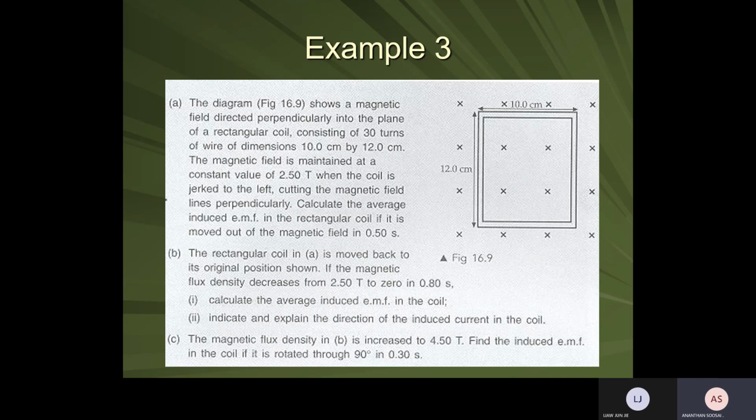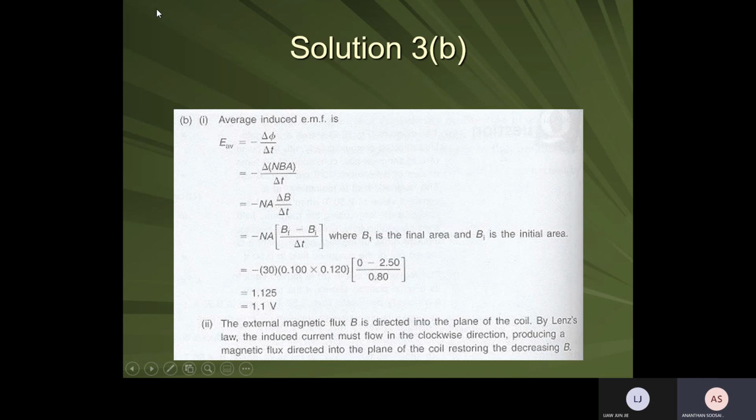So, right-hand grip rule, going in, it should be clockwise, right? The external magnetic flux is directed into the plane of the coil, so by Lenz's law the induced current must flow in a clockwise direction, producing a magnetic flux directed into the plane. The coil is restoring the decreasing magnetic field, restoring back the original flux.